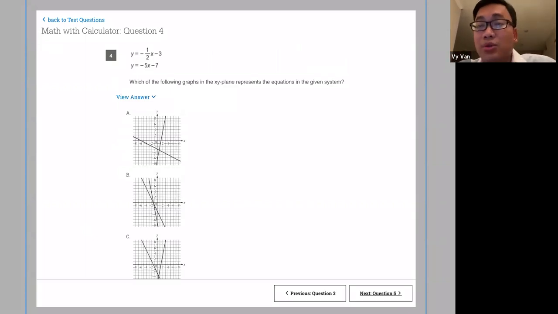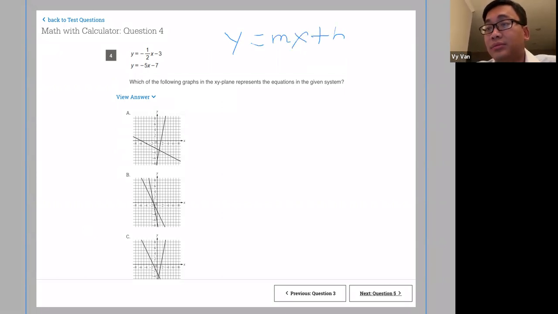Well, this is graphing a linear function. Back in the day, we learned y = mx + b, where m is the slope and b is the y-intercept. So to say which one graphs this, the first equation starts with -3 as the y-intercept.